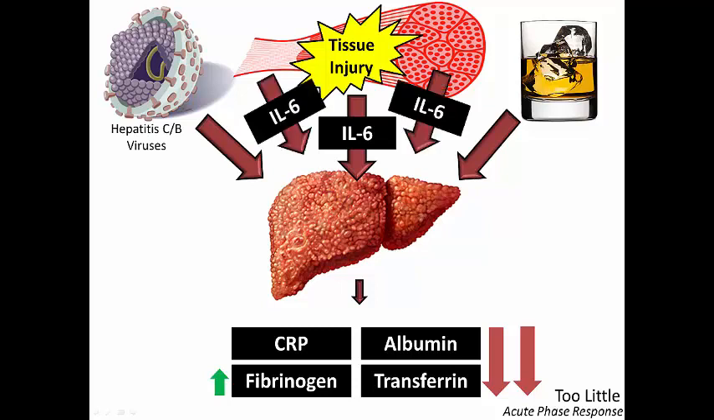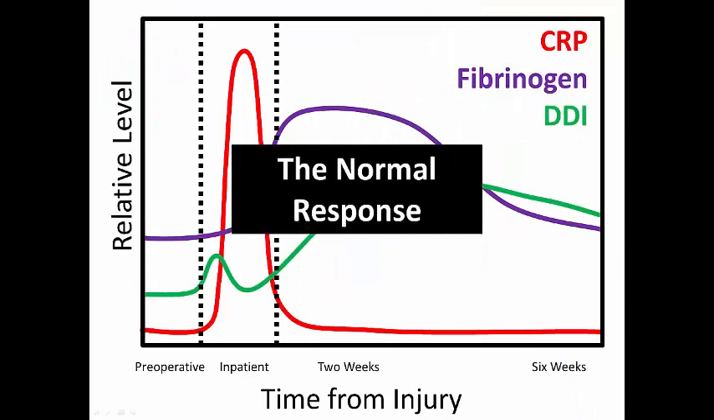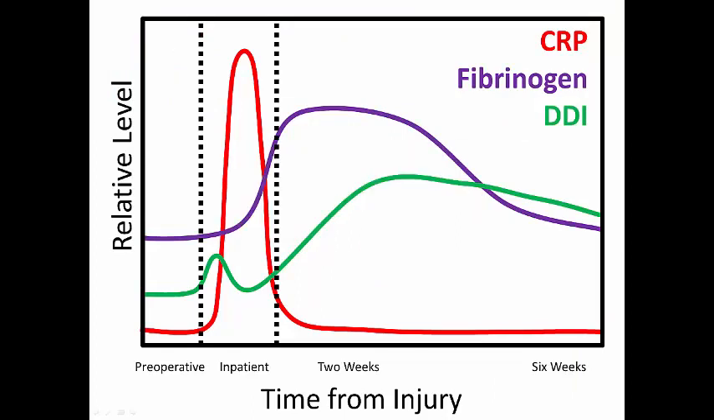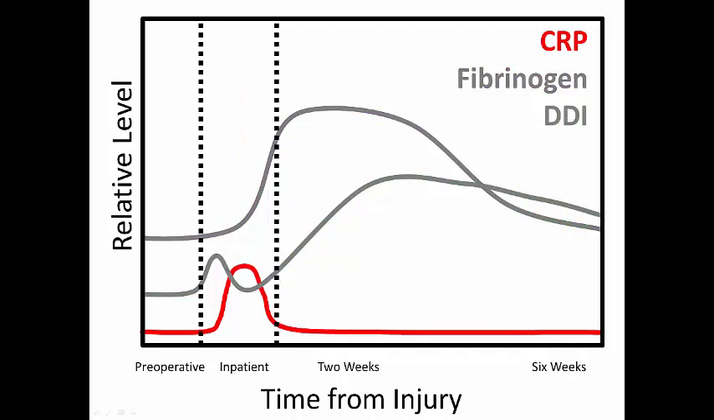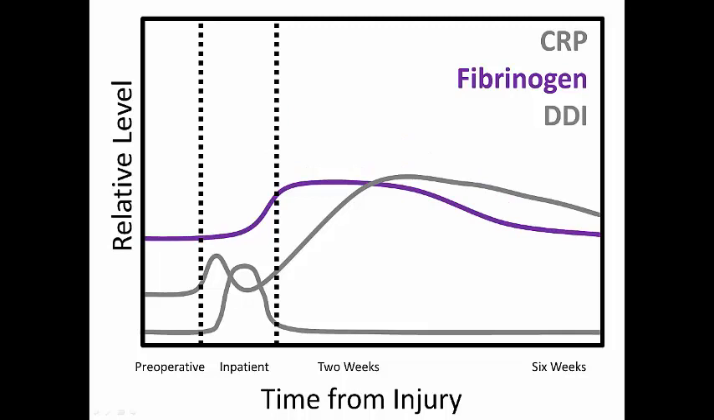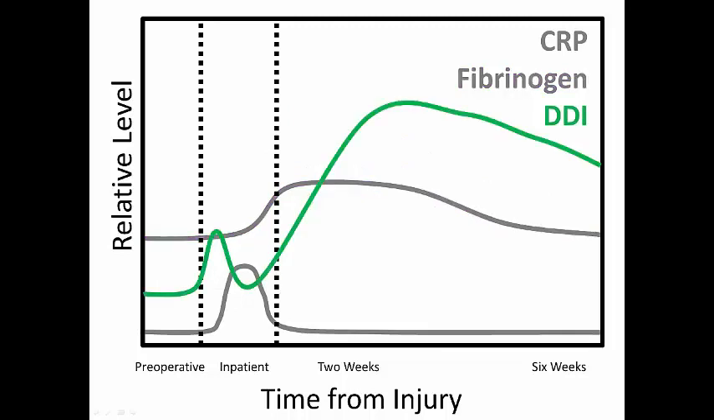Because the body cannot mount a complete acute phase response, injured tissue has impaired healing, resulting in an increased IL-6 production from prolonged injury. How will the time course be affected? These are the levels in a healthy patient. Let's examine CRP. In a cirrhotic, CRP levels drop because CRP is produced by the liver. Fibrinogen is also produced by the liver, and in the setting of cirrhosis, there is a blunted response. Interestingly, cirrhotics have increased fibrinolysis and fibrin split products, such as D-dimer.